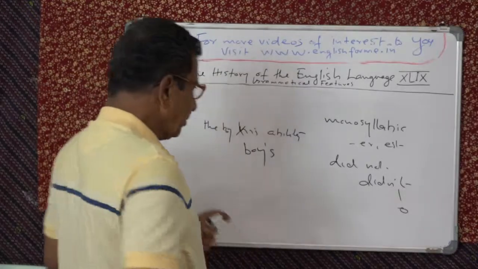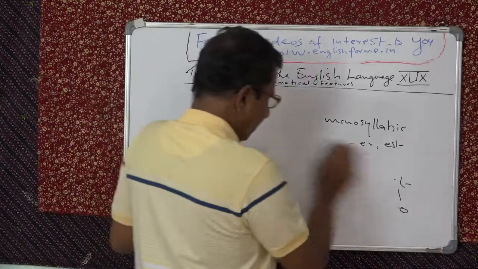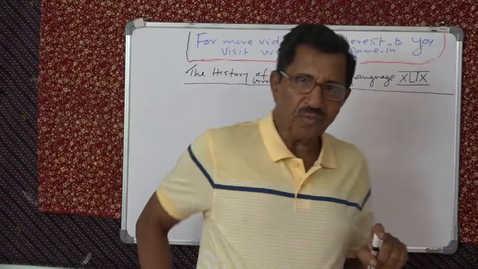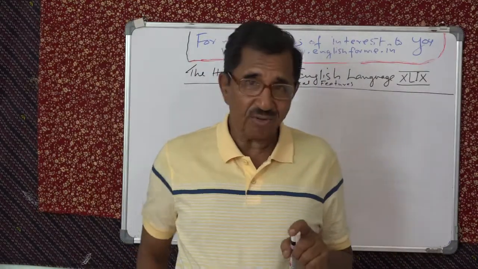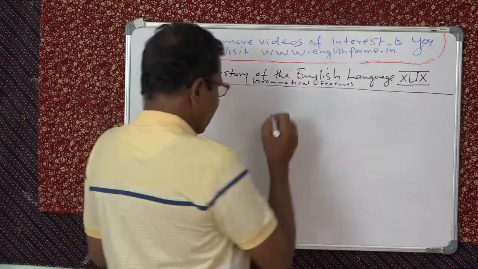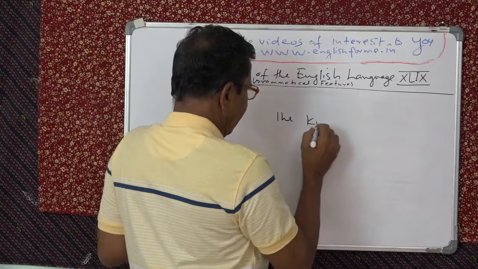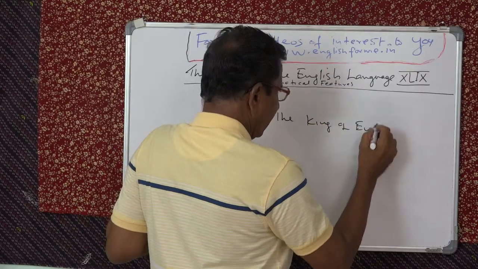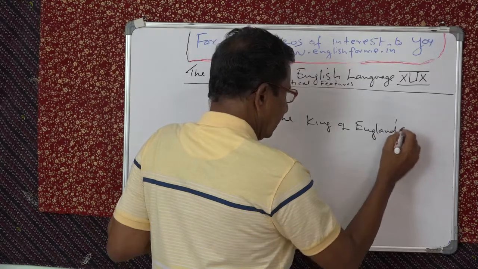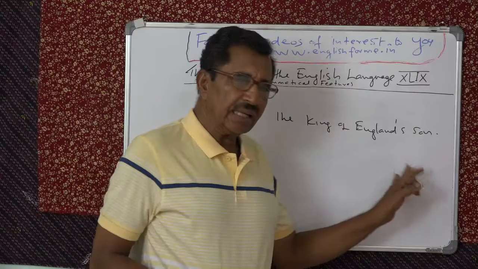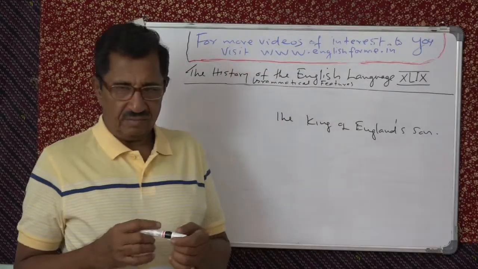Another very interesting feature of modern English possessive is what we call the group genitive. What is a group? Group work, group discussion. Then what is the group genitive? For example, we say the King of England's son. The King of England is a group, and England's son. So you mark the genitive at the end of a group of words.